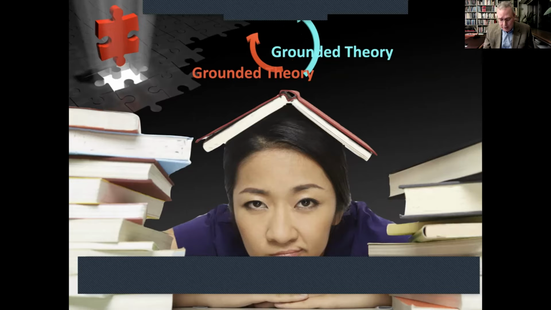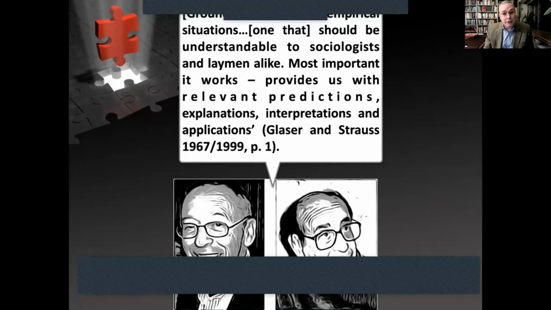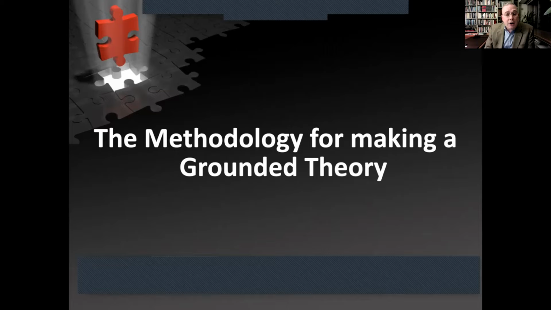And so grounded theory, if you want to know what it is, well, it's two things. It's a product and a process. So in terms of product, well, that's what we were just talking about earlier. It's a thing that's made to do something. That would be the grounded theory, a product. But a lot of people today, a lot of scholars today, will also see that grounded theory is a process, a way of doing. So you'll hear people talking about doing grounded theory. The methodology for making a grounded theory is that process.